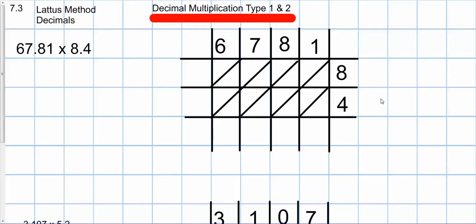Here we have decimal multiplication using the lattice method. Now remember, with lattice we take pieces one at a time. So here I'm going to multiply 1 times 8, which is 8. So 0, 8. Okay, next 8 times 8 is 64.